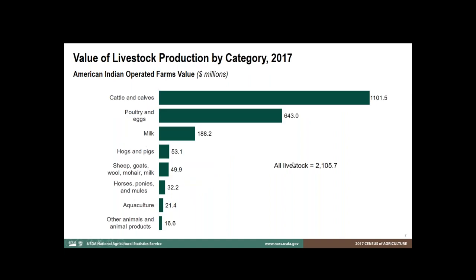Let's look at the livestock side of production. On American Indian operated farms, a greater share of the value produced came from livestock, about $2 billion. Over $2 billion worth of livestock and livestock products were sold during the last census year. Of that, more than half were from sales of cattle and calves. And what might surprise you is the next largest commodity produced by those farms, poultry and eggs. And then you have various other categories such as milk, hogs, pigs, sheep, goats, horses, etc.